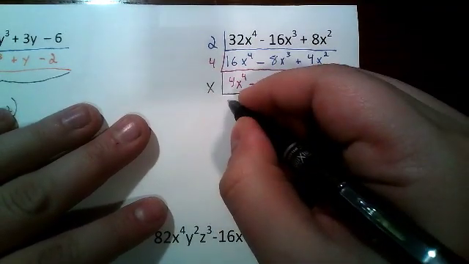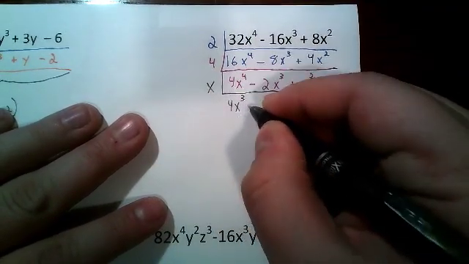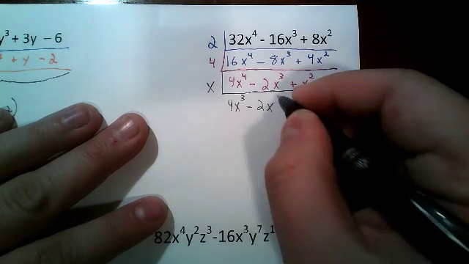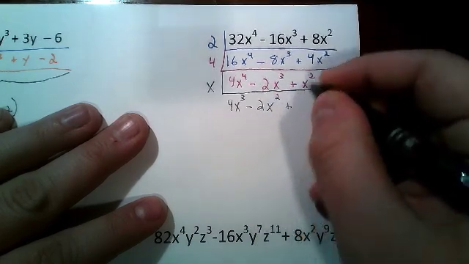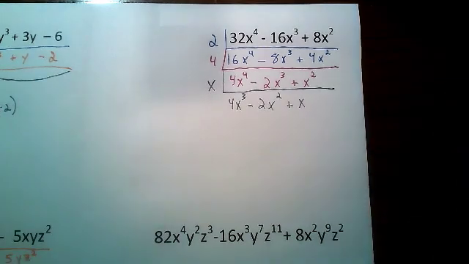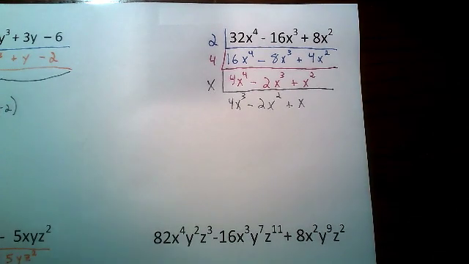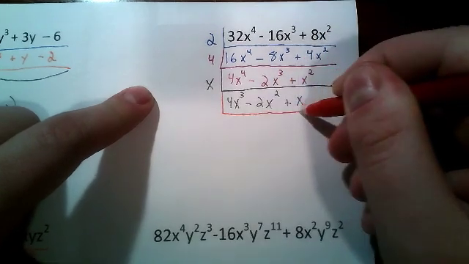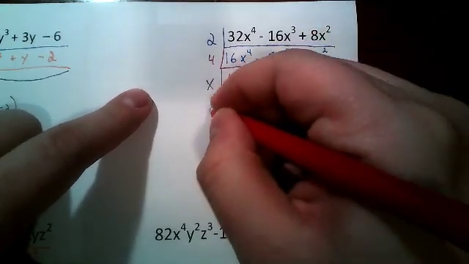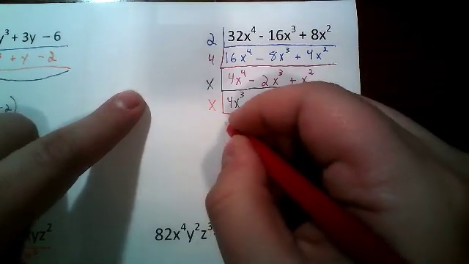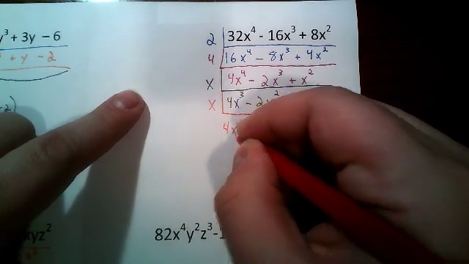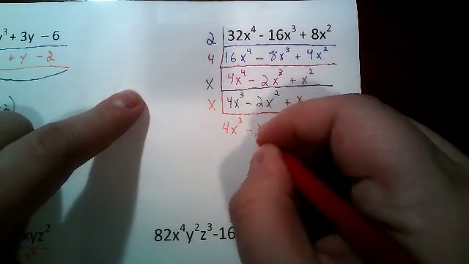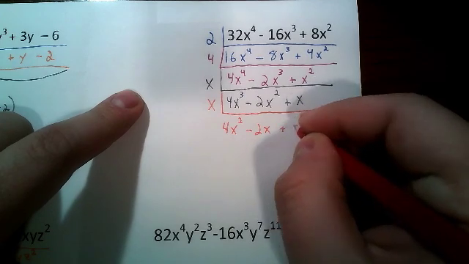This becomes 4x to the third minus 2x squared plus x. And we look again, do they have anything else in common? And they do. They have another x that I can take out. So I take out another x. And this becomes 4x squared minus 2x plus 1.